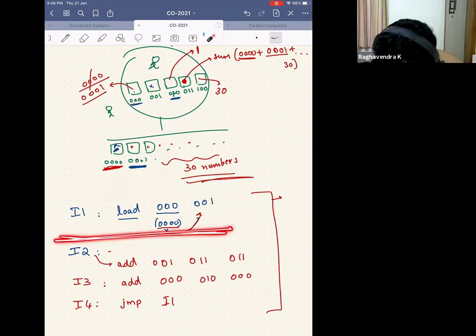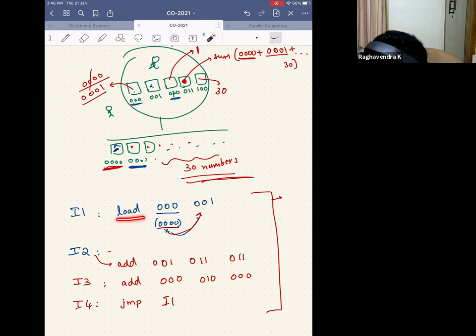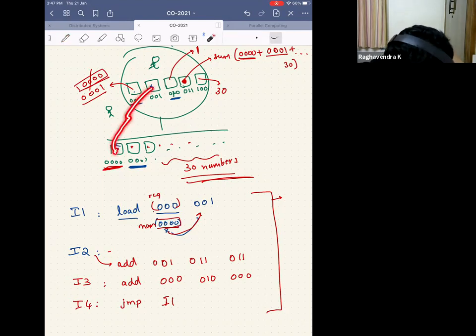So what is this first instruction saying? This first instruction is saying, I want to load something from this 0, 0, 0. Let's call this mem and this reg, register. Whatever is there in that register, I have some value. And what is that value? That value is 4 zeros. Whatever is there in these 4 zeros, I am copying it to 0, 0, 1. So after the end of this instruction, whatever is here would have been copied to 0, 0, 1.